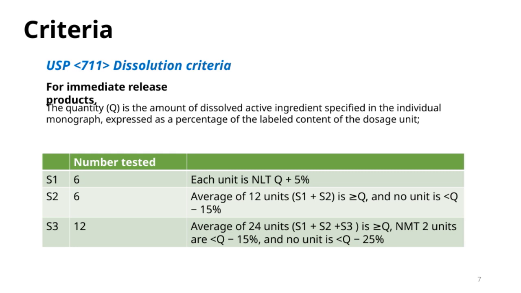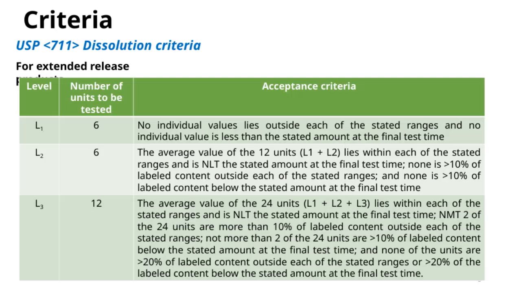This tiered approach ensures that the product consistently releases the active ingredient as expected, which is especially critical for immediate release products. It's about balancing the average performance with individual unit variability to guarantee quality and efficacy. Let's take a closer look at the USP 711 dissolution criteria. This slide outlines the key requirements for evaluating dissolution testing.